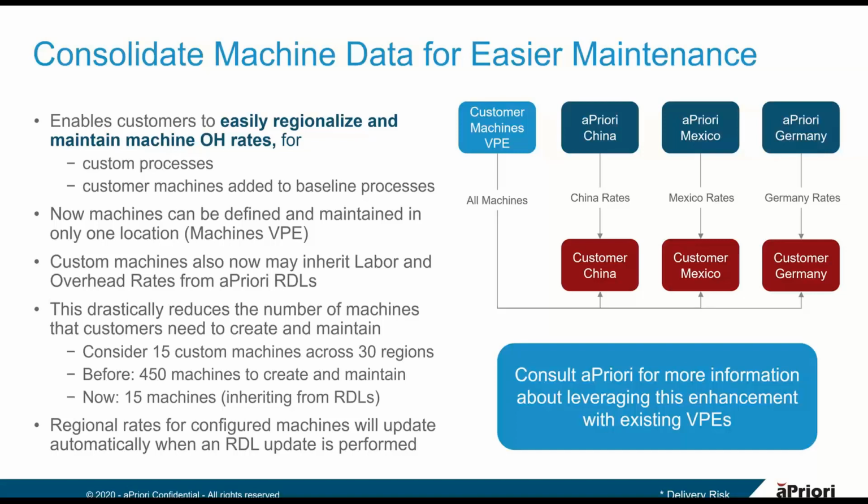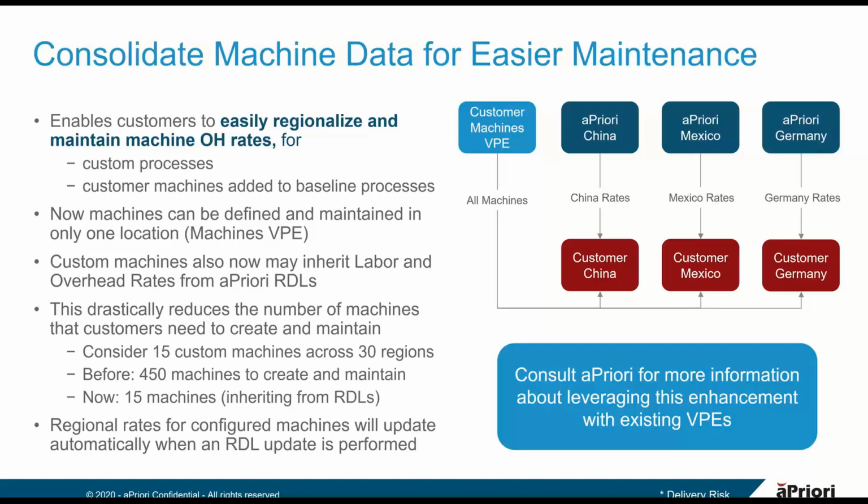So we've improved our architecture, leveraging the concept of overlay VPEs to significantly reduce the need to do that work. Now you can consolidate all your machines into a single machine VPE in which all the non-economic fields are specified only once, so there's no replication of data. And then additionally, you can associate any regionally dependent machine fields with the aPriori regional data libraries so that they're tied to them, and that the regionalized overhead rates for your configured machines will be computed using regionalized data and the specific machine parameters and regional VPE properties.